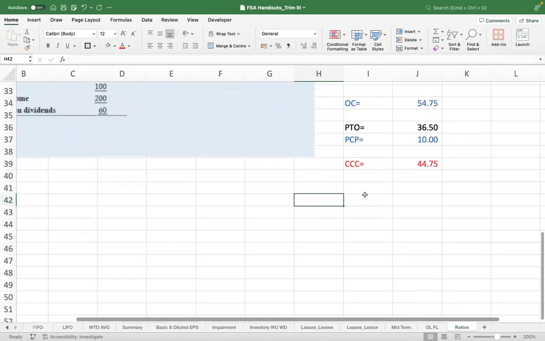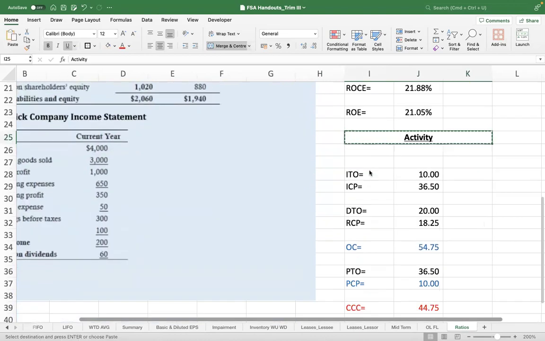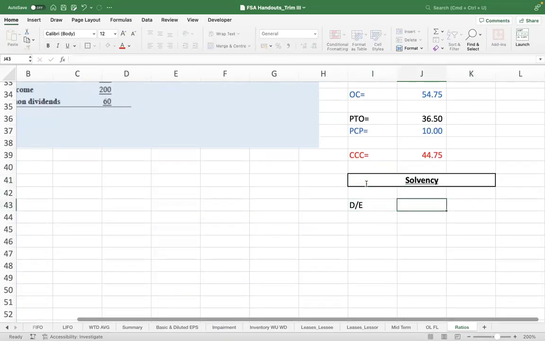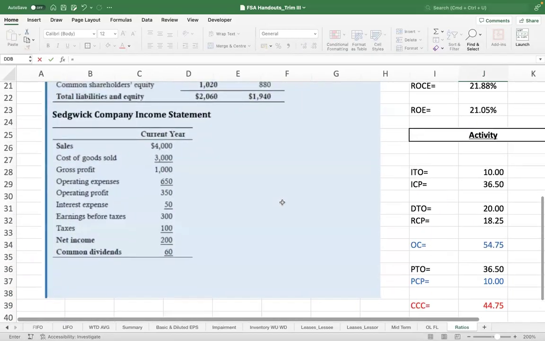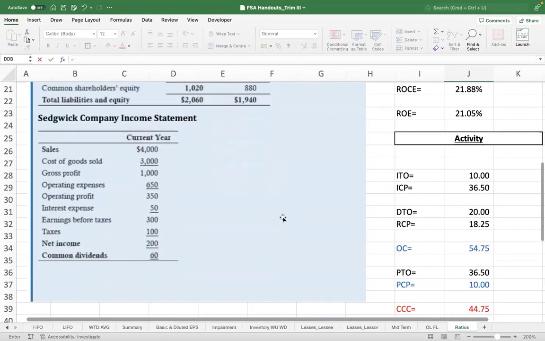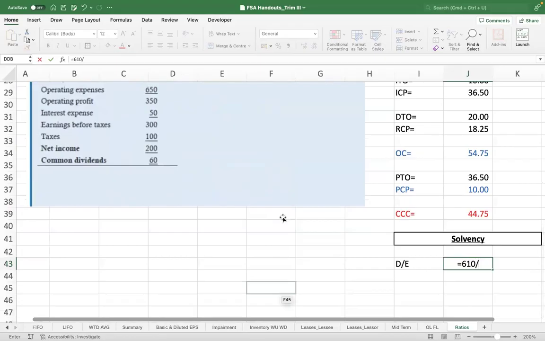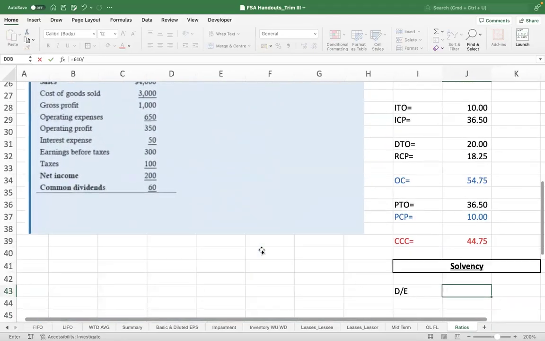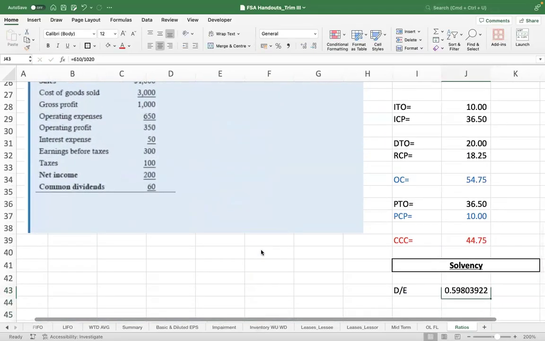Now, the last part will be the solvency. So I think the best ratio to assess long-term solvency would be your debt ratio and debt equity ratio. So debt equity के लिए I would take long-term debt by equity. So long-term debt currently is 610 divided by equity, which is 1020. That means this company, as I had expected, has a fairly decent debt equity ratio, 0.6, right?